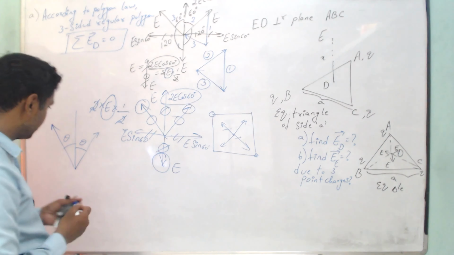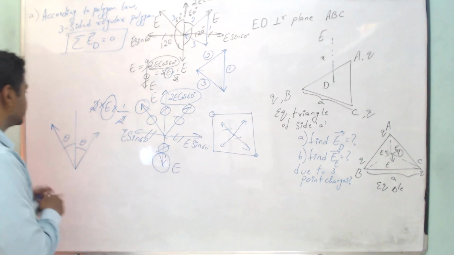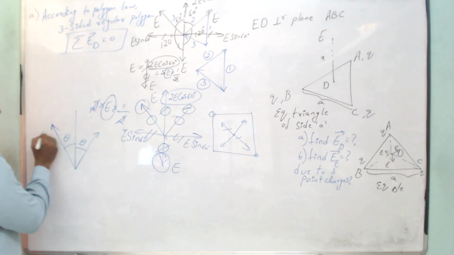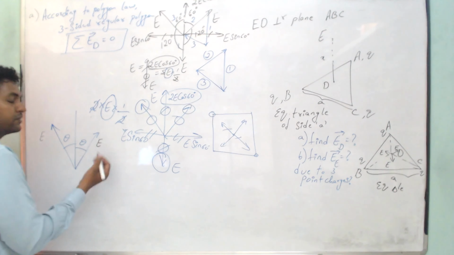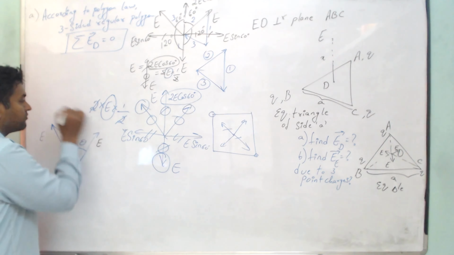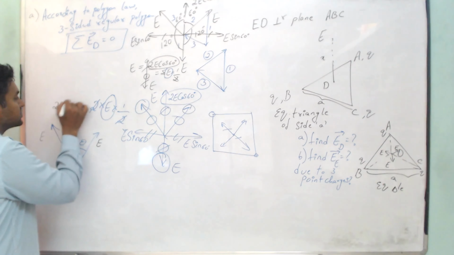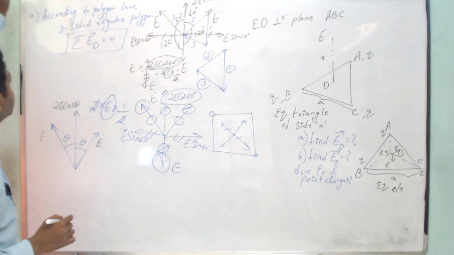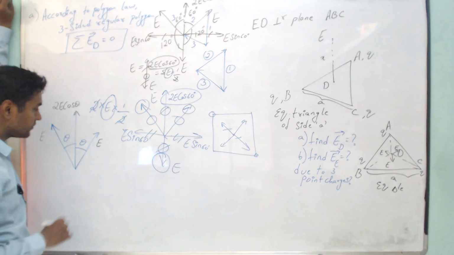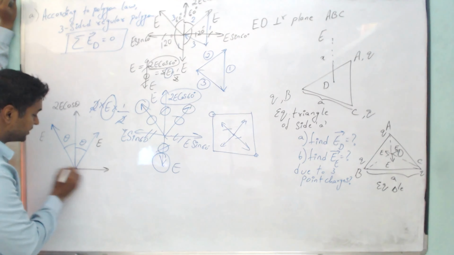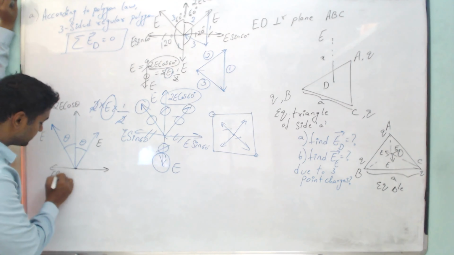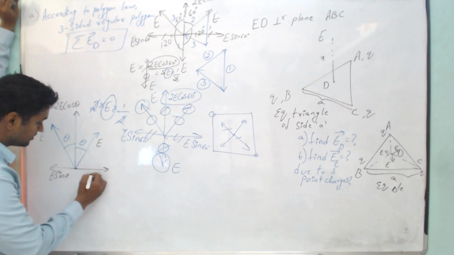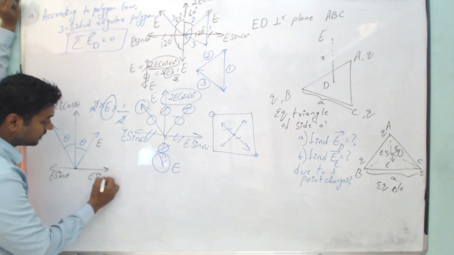So I have two vectors, magnitude E and E. This you have done multiple times. Upwards you will get 2E cos theta. I have written theta here, okay? And in the horizontal direction, E sin theta will come. Correct? Yes, correct. And this is the E at the bottom.